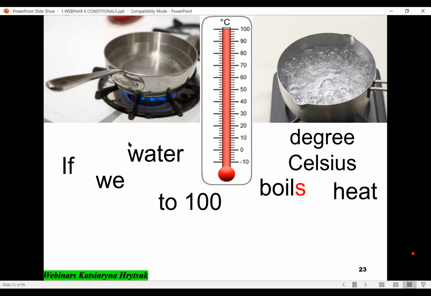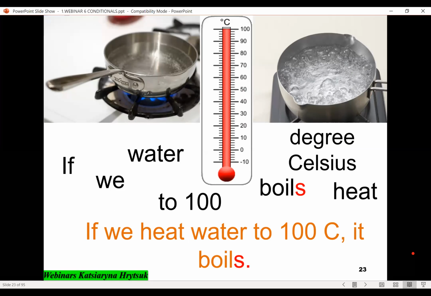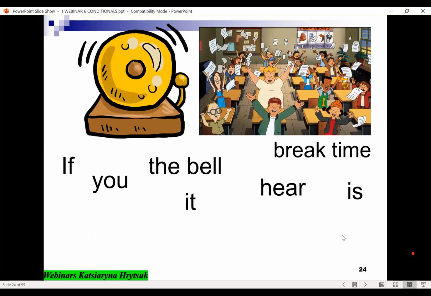So what happened with water? Water boils. If we heat water, heat it's a verb, to 100 degrees Celsius, it boils. And I think it's the last one. Emily? No, still have 3 more.